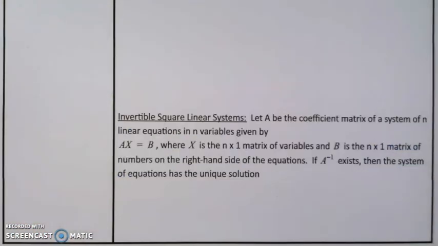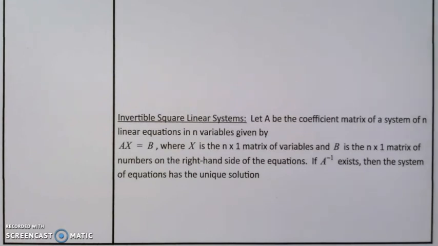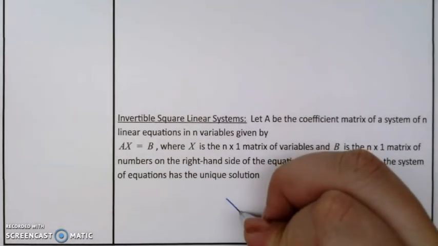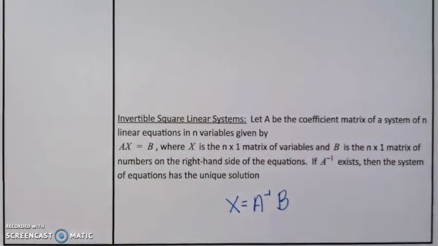All right, looking past examples 2 and 3 that you finished on your own, we're looking at invertible square linear systems. So let A be the coefficient matrix of a system of n linear equations in n variables given by A times x equals B, where x is the n by 1 matrix of variables and B is the n by 1 matrix of numbers on the right-hand side of the equations. If A inverse exists, then the system of equations has the unique solution x equals A inverse times B.